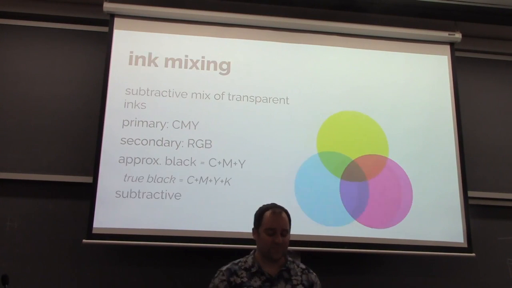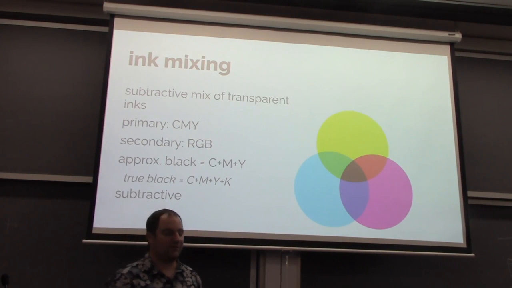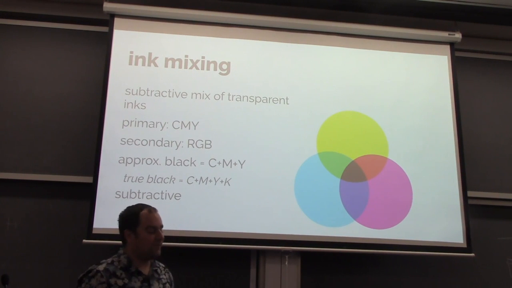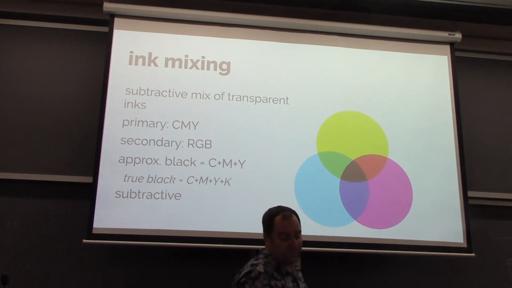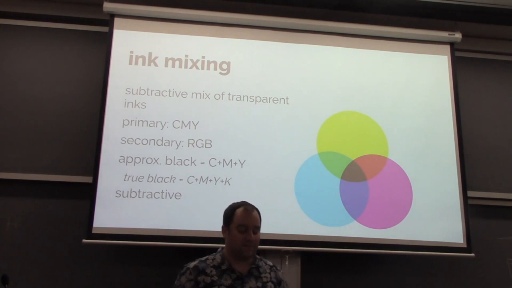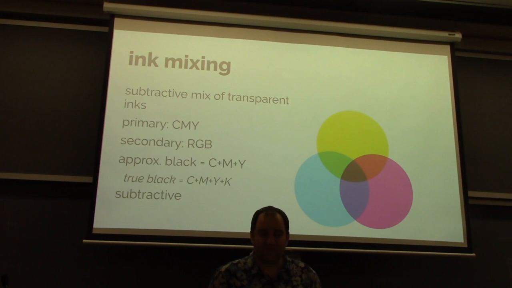If we have translucent colors, then this is like ink mixing, what happens in your color printers, an inkjet printer, for example. This is a subtractive mix of transparent inks. And here, cyan, magenta, and yellow are the primary colors. You can have secondary colors red, green, blue. And it also turns out that for ink mixing, it's hard to make proper. And this is a subtractive color scale.